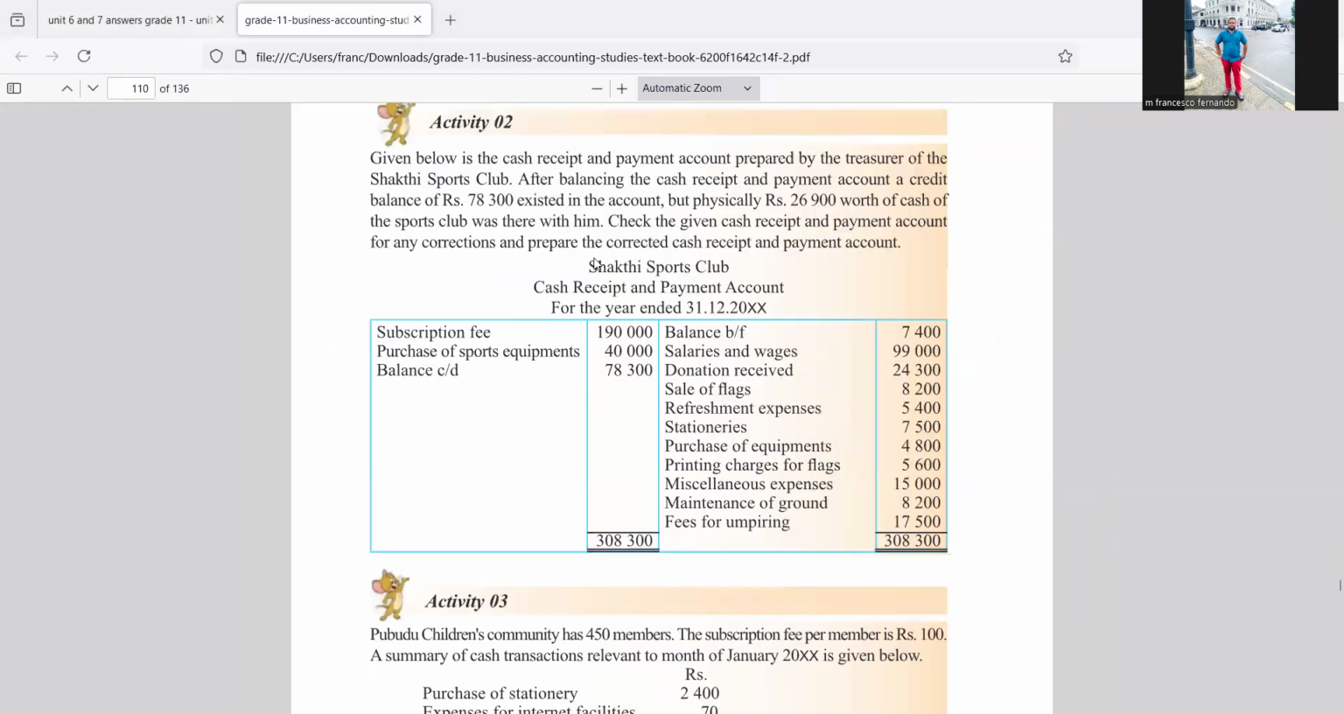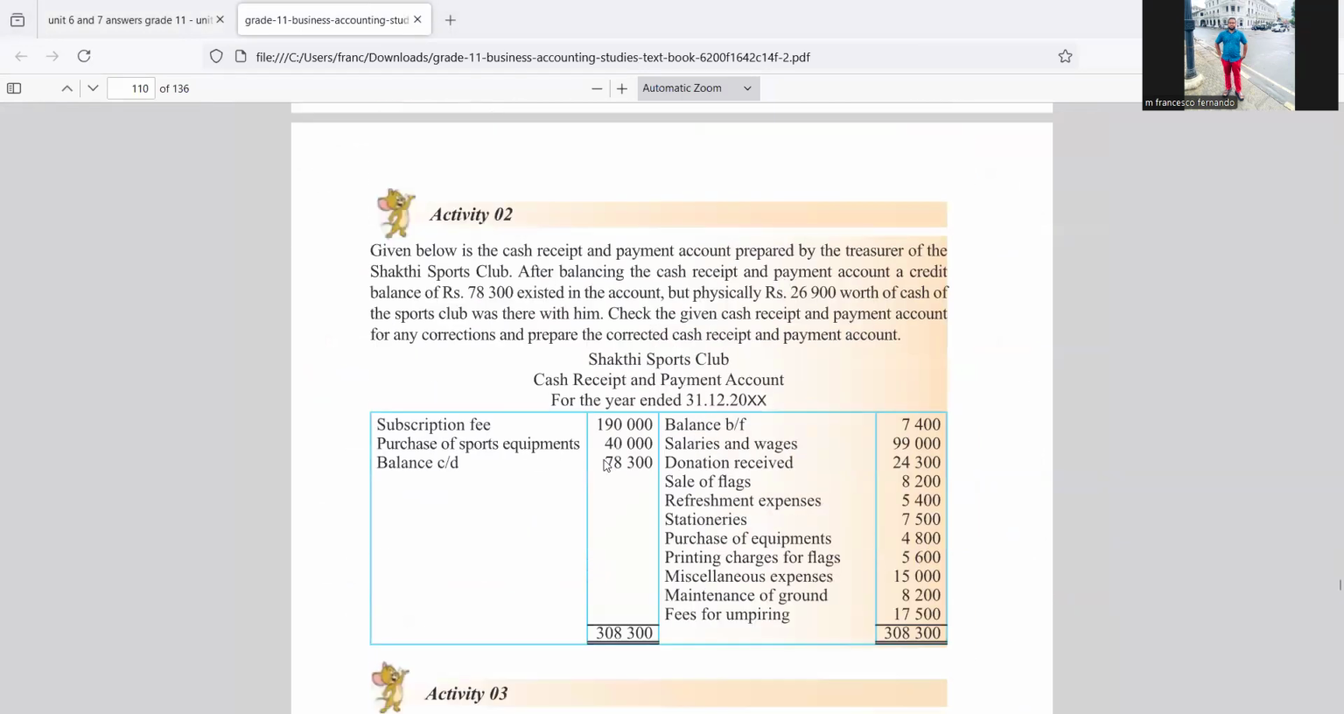If you see activity 2, they have given a balance of 78,300, but that balance is incorrect. So you have to correct it. And the physical available cash, that means the correct balance, should be 26,900. So now let's see what are the errors that have occurred in this question. If you take the debit side, the subscription fees is correct, but purchase of sports equipment should come to the credit side because it's a cash payment.